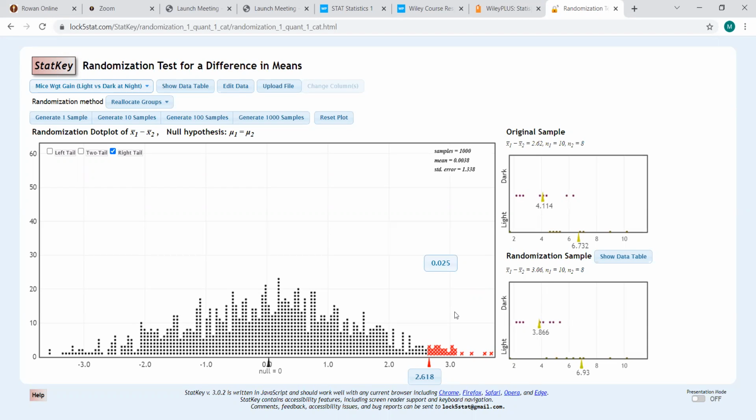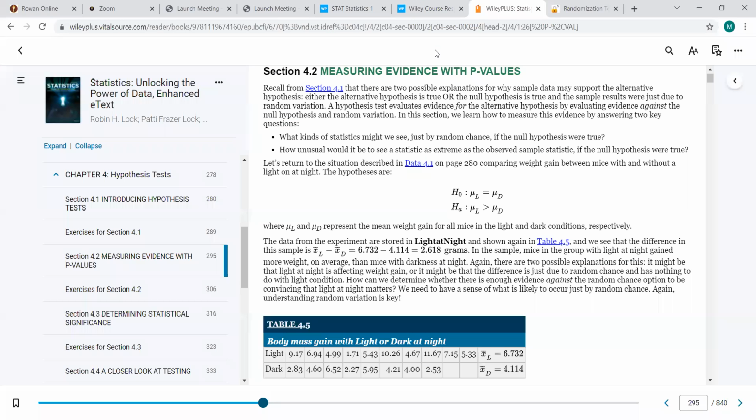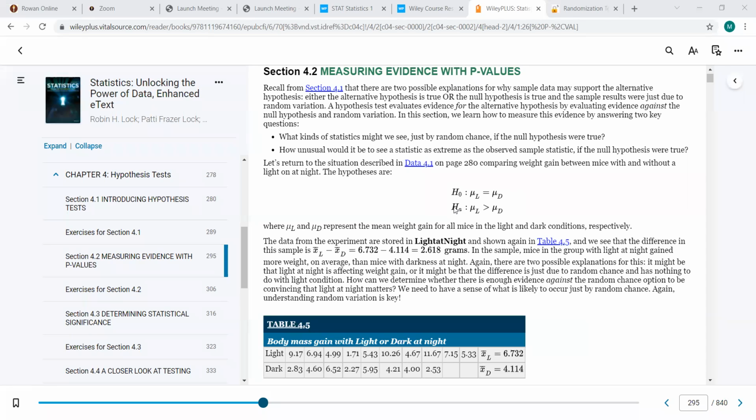No questions about that. All right, we'll go back now to the textbook and do another example. Share the textbook. The one we just did is called a right tail test, meaning that in the alternative hypothesis, we have a greater than symbol. It is called a right tail test.